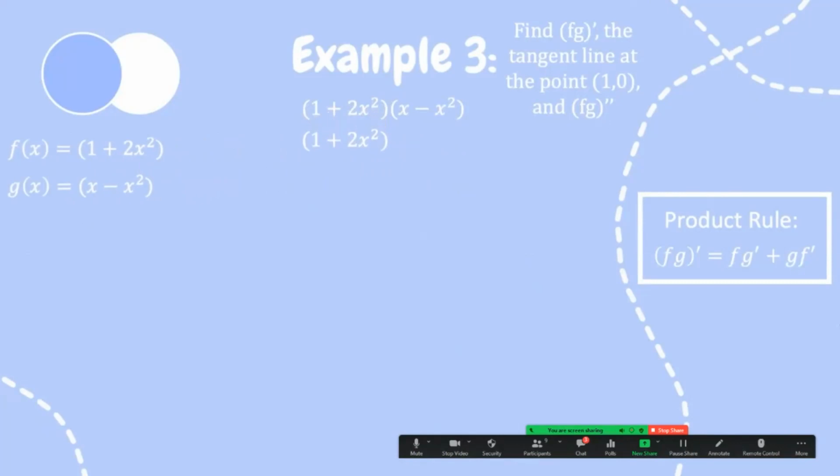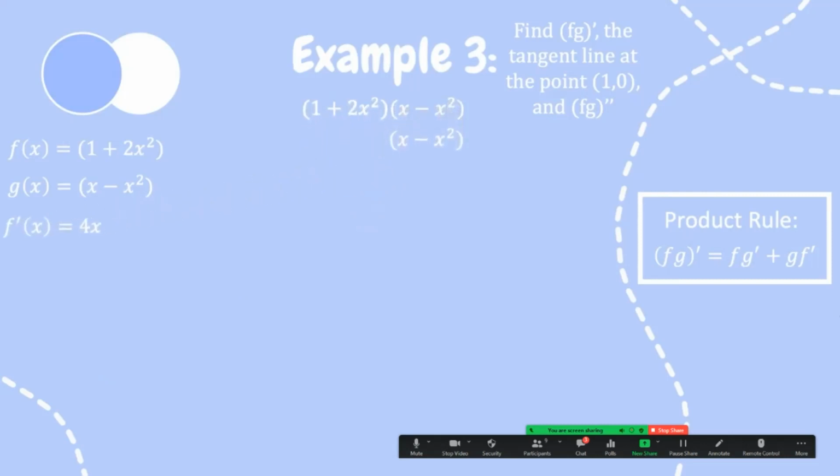Okay, then we find the derivatives of that. So a constant always goes away. It becomes 0. Okay, this 2x squared, bring that to the front, subtract that by 1, becomes 4x to the power of 1, which is just 4x. So the derivative of f of x is 4x.